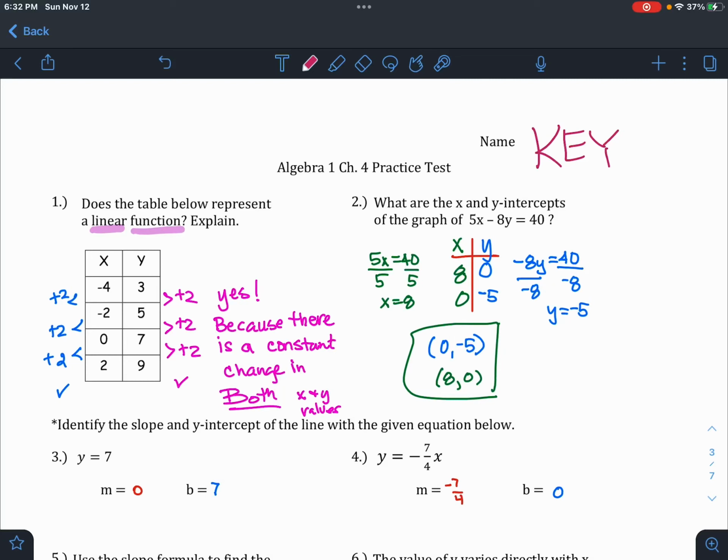Well, hello, my algebras. Let's go ahead and go over the practice test for chapter 4, which is due in class next time I see you.